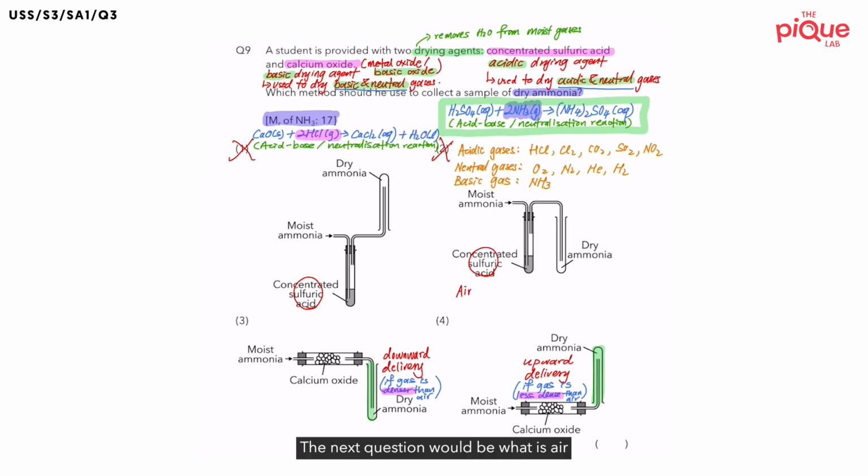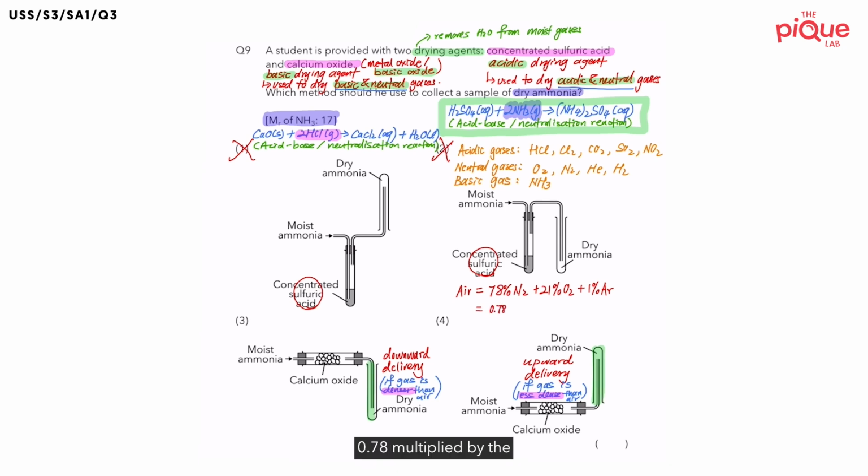The next question would be, what is air made up of? Air is made up of 78% nitrogen, 21% oxygen, and about 1% of argon. This means that air is in fact a mixture. So, this means that we have to calculate the average relative molecular mass of air. To do so, we have to consider both the percentage as well as the relative molecular mass of the components of air.